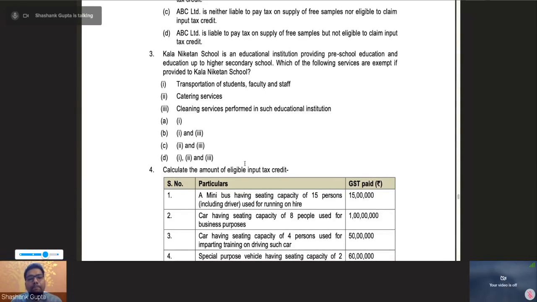So here, transportation of students, faculty and staff, this is covered under exemption. Catering services, so basically fooding, this is also covered under exemption. Cleaning services performed in such educational institution, this is also covered under exemption. So the correct option is the D option.